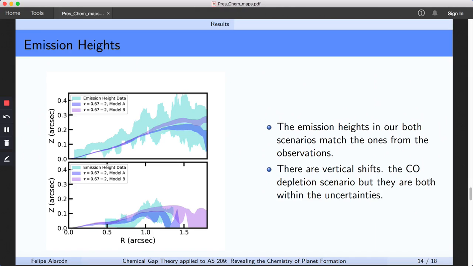So we also try comparing the emission heights. In our models, we use the regions or the layers where the optical depth ranges between 0.67 and 2 in the disk, and compare that to the emission heights from the data inferred by Law and collaborators. We can see that in both models, our emission heights match pretty well with the data. They have a small shift for both CO in the upper panel and 13CO in the lower panel, but nevertheless they are within the uncertainties of the data, so we can't really discriminate between the two of them yet.